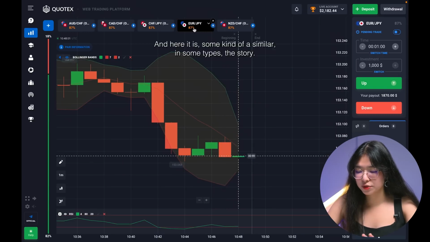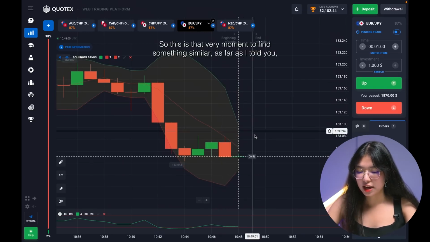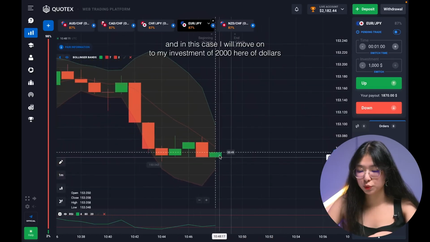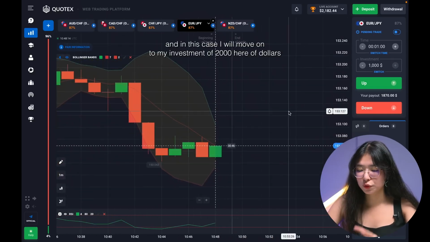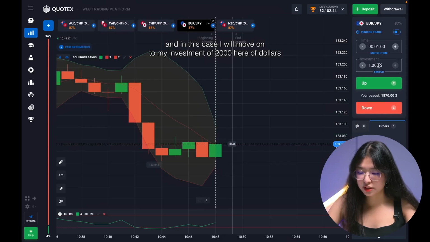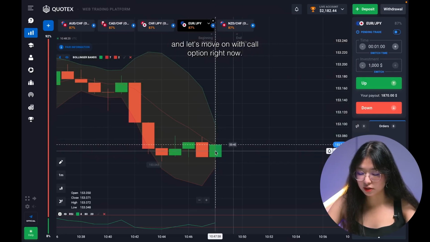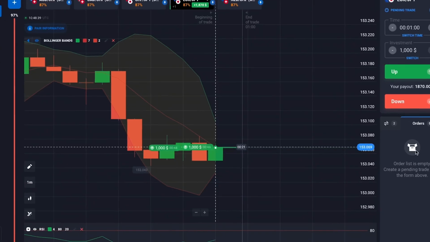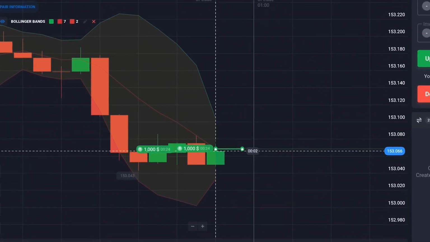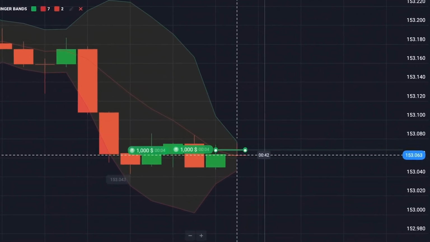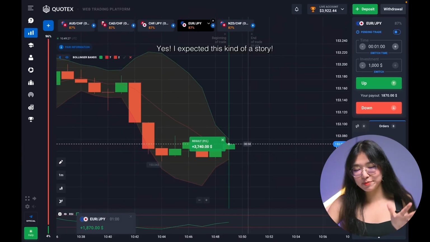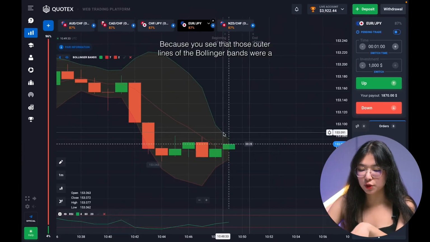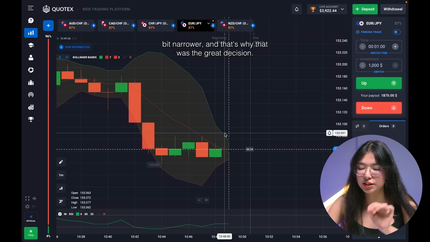And here it's somewhat similar in a story, and this is the very moment to find something similar, as I told you. In this case I will move on to my investment of $2,000 here, and let's move on with call option right now. And yes, I expected this kind of story because you see that those outer lines of the Bollinger Bands were a bit narrower, and that's why it was a great decision.